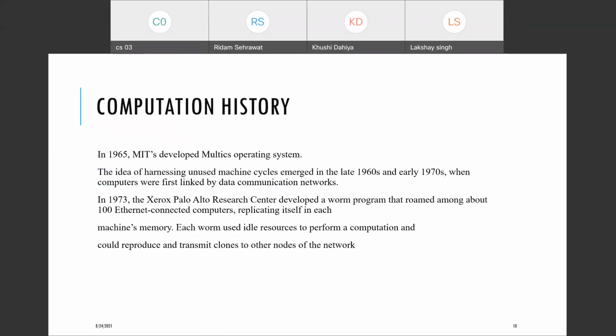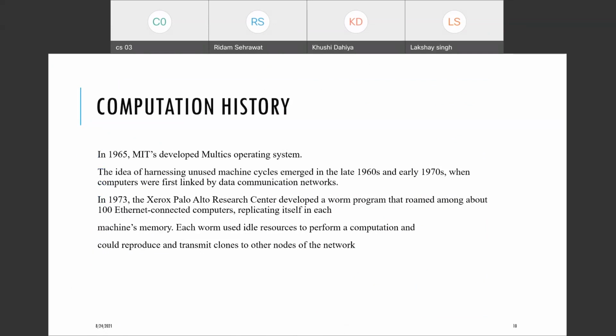Okay, computation history started from Multics. This is an operating system that was developed by MIT. So from there we have started your computational history.